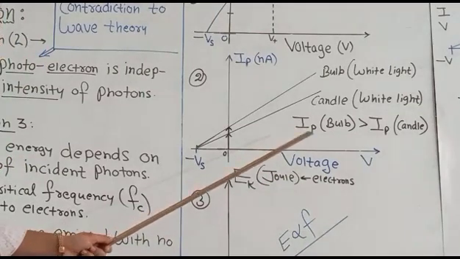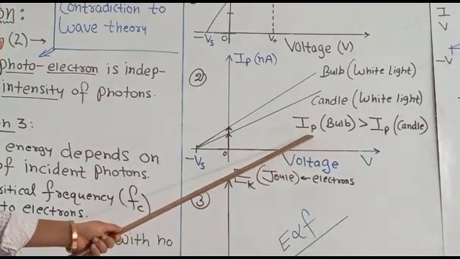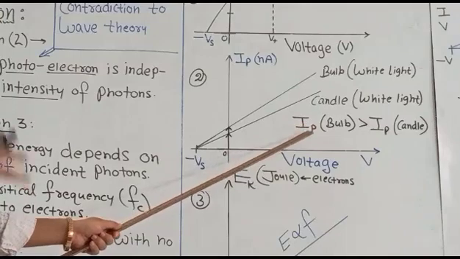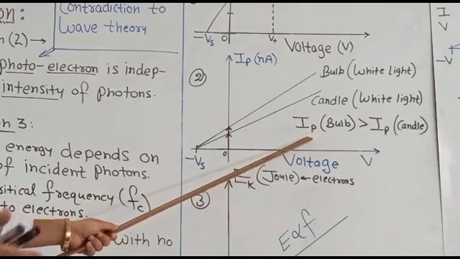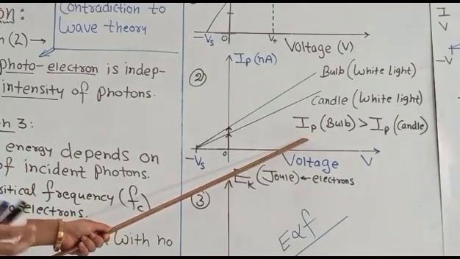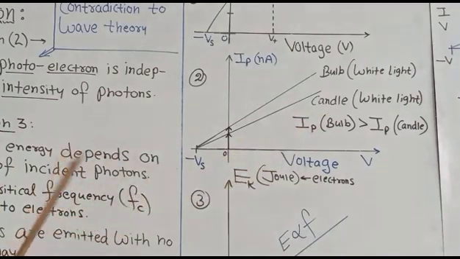So what does intensity do? Intensity just sends more photons, and corresponding to that, more electrons will be emitted.